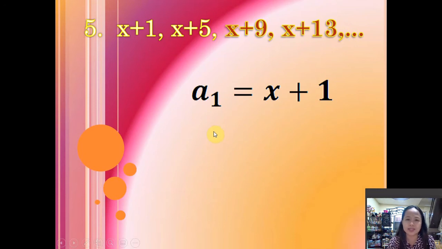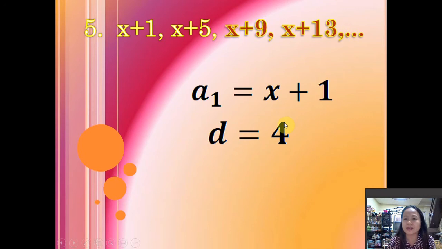Now for the common difference, let's try to subtract x plus 5 minus x plus 1. What do you think is the difference? That is 4. x plus 9 minus x plus 5, that's also 4. And x plus 13 minus x plus 9, that is also 4. So, our common difference is 4.